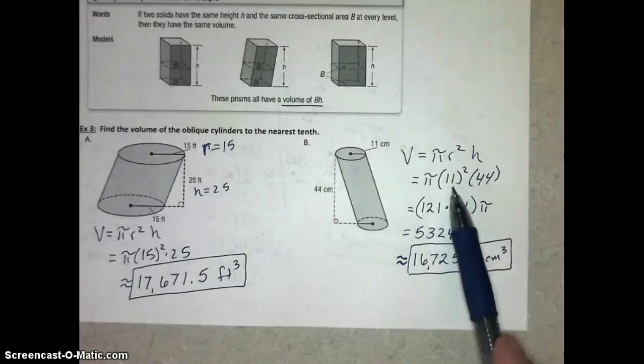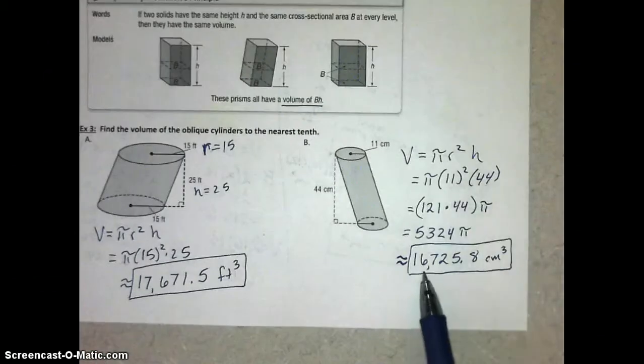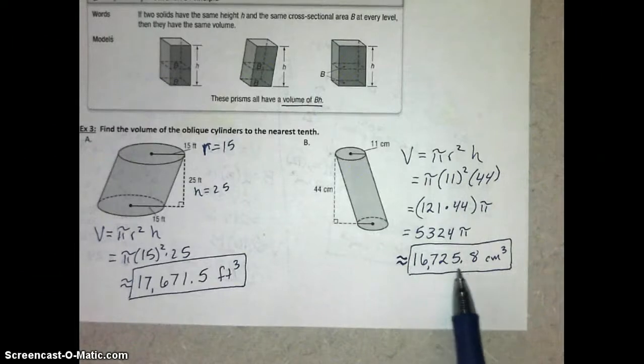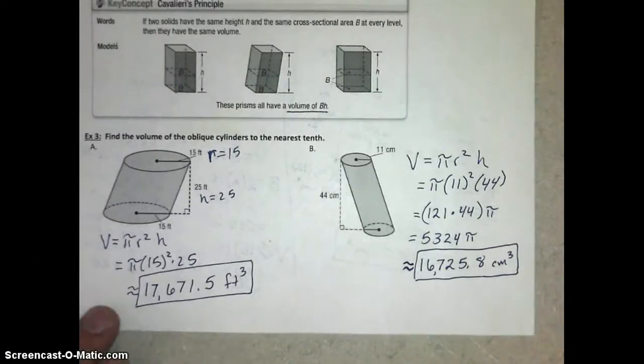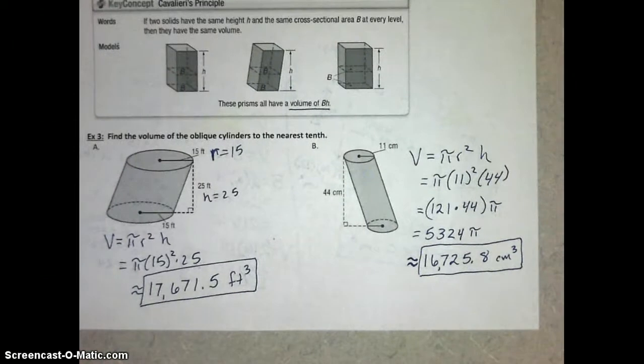Using a radius of 11 and a height of 44, this works out to be approximately 16,725.8 cubic centimeters. All right, and that's how we find volume. We just take the base area of our prism or cylinder times the height.